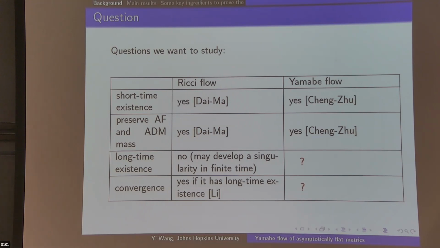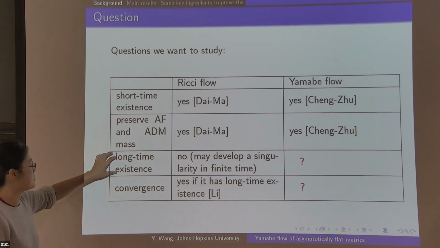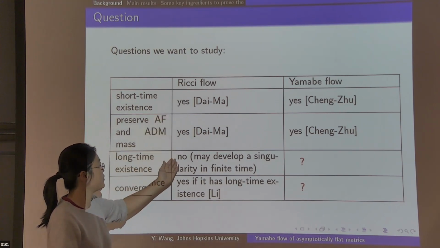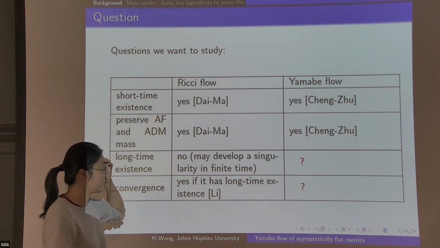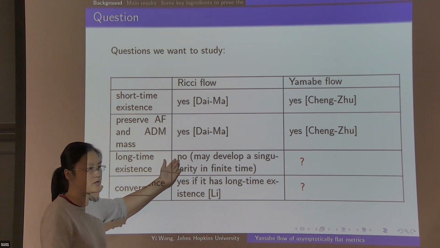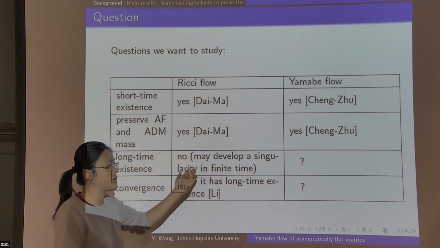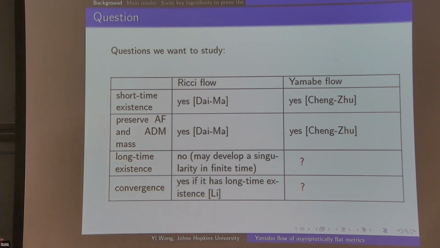Right. So for the Ricci flow, people know that there's no long time existence in general, because it may develop singularities in finite time, for example in dimension 3. Yeah. So this is all just about the ends, right?